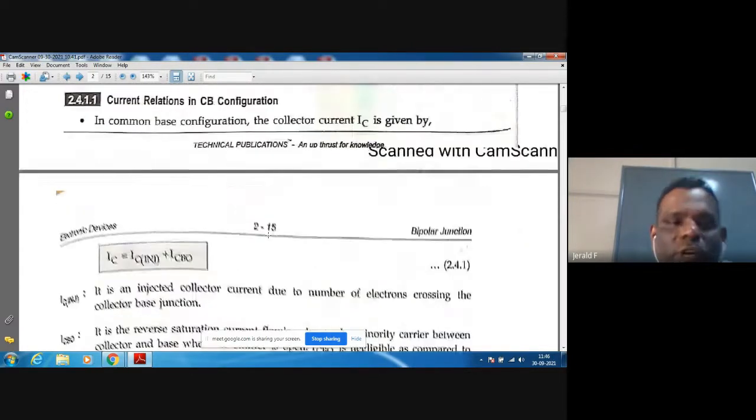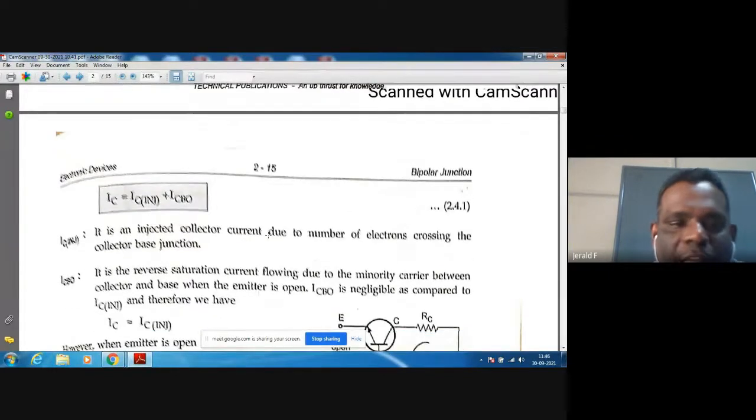And the next question: what is the relationship between the configurations? Normally, in the common base configuration, the currents should be measured. So three currents will be available. The first one is the base current, called IB. The next one is the emitter current, called IE, and IC is the collector current. So what is the condition? IC is equal to IC injection plus ICBO.